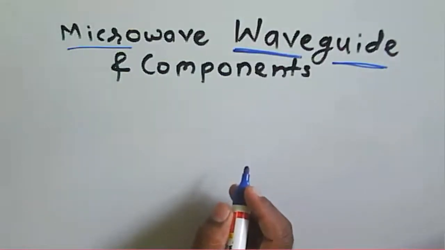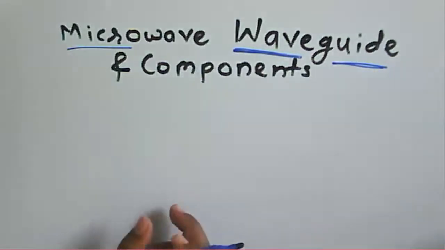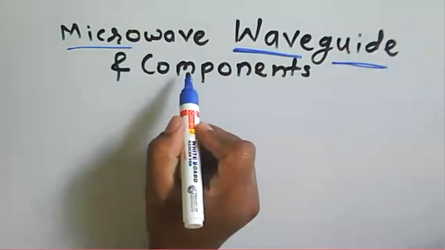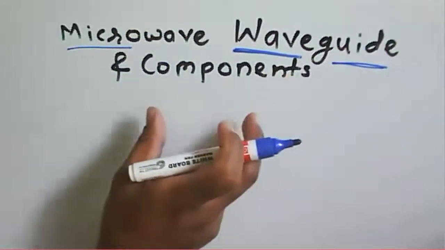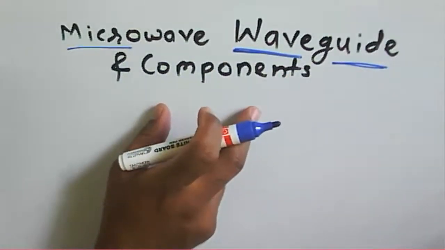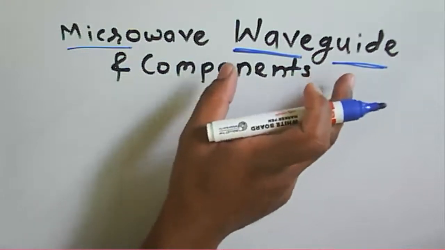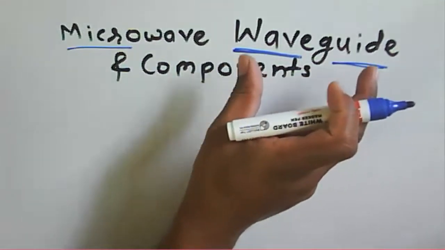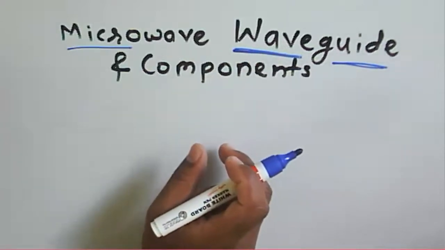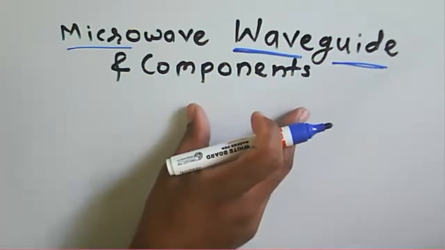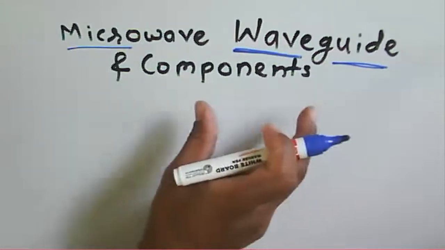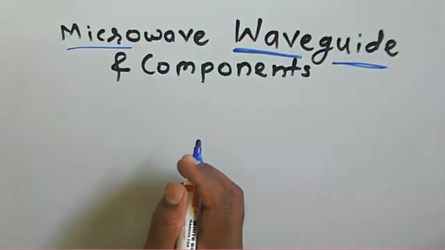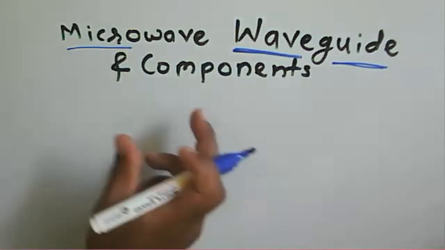Now, what is the waveguide structure? We talk here about the microwave waveguide and its components, and we will see what the various waveguides are, and then the waveguide related components that we will learn here. So basically there are two types of waveguide: one is a rectangular waveguide and the other is a circular waveguide. These two waveguides are used.